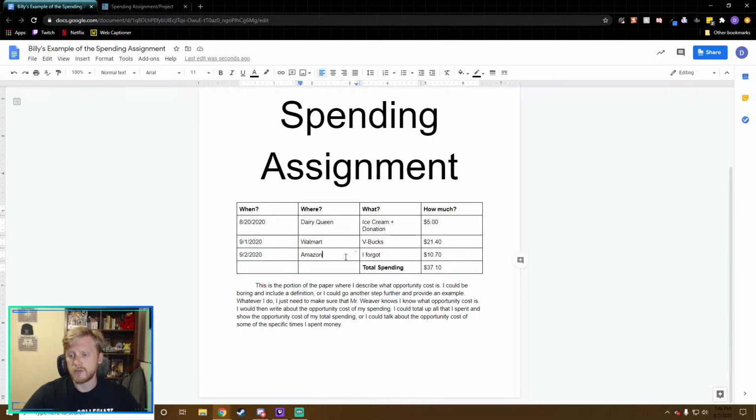And you'll have transactions where maybe your table will span multiple pages. That's okay. Yours doesn't have to look exactly like Billy's. Matter of fact, in some of the cases that we're going to look at today, I'd advise you not to look like Billy's.